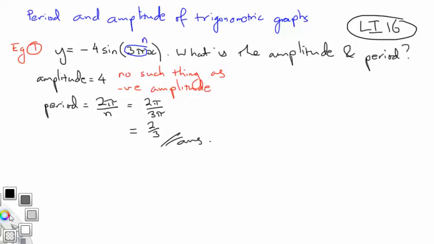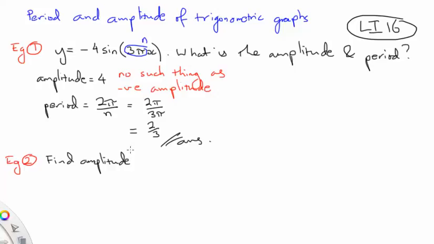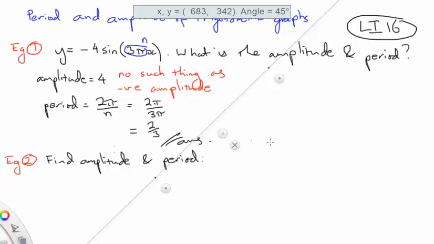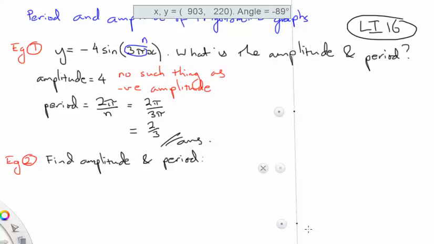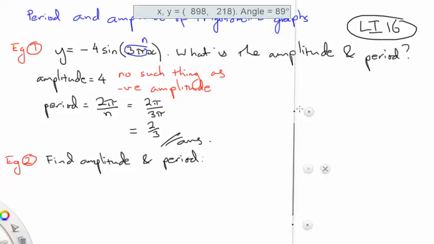They might give you a graph though. So another example might actually draw the graph, and it might say find the amplitude and period. So let's find the amplitude and period, but this time we're given the graph. So this requires you to recognize shape as well. It requires you to recognize, hang on, is this a sine or a cosine graph? So keep an eye out for that.